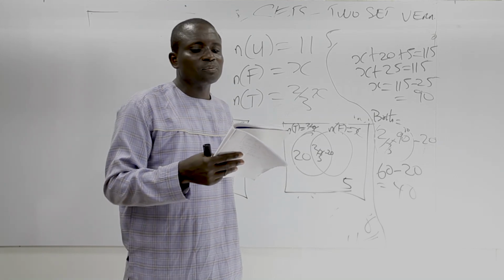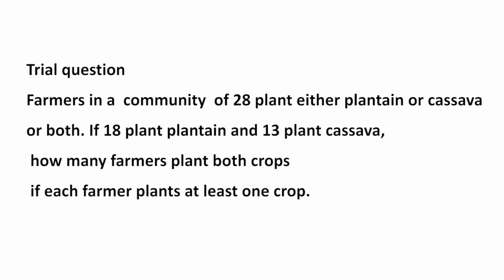So it says that members in a farming community, as you see in your short, plant either plantain or cassava, okay, or both. It says that 18 of them plant plantain, while 13 plant cassava. How many plant both of them?